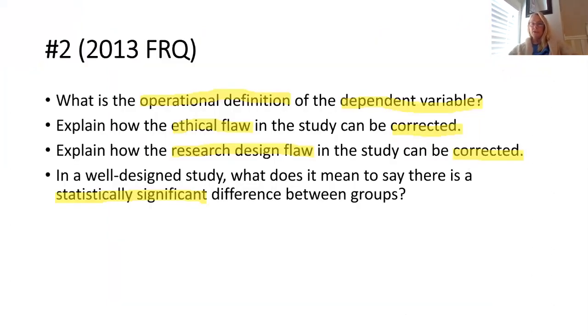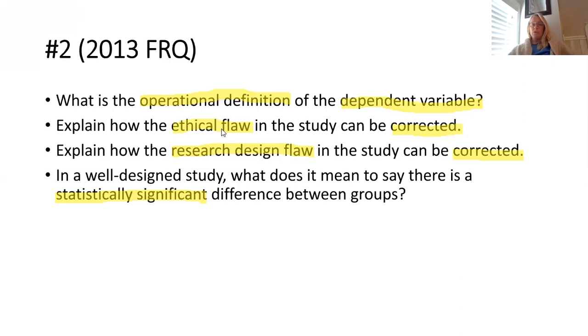In addition, another tip I would suggest for those of you who are a little stressed about exam taking is to underline or circle what they are asking me to do. So I've got 4 questions here. They want to know the operational definition of the dependent variable. So I highlighted those key components.